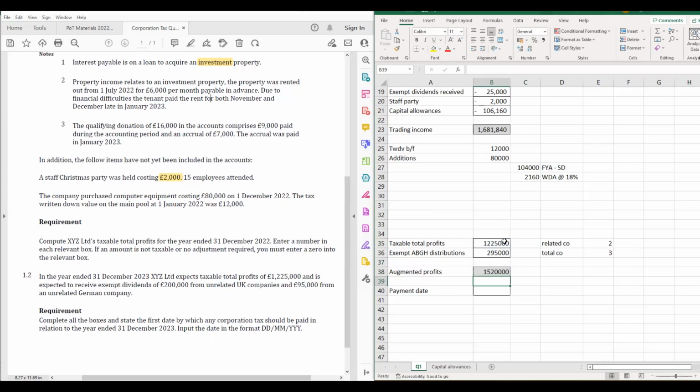Now, what we then need to do is compare that augmented profits to the augmented profits threshold. The first one to consider is the 1.5 million. In terms of how we utilize this number, we then would divide that threshold by 3 because there's 3 related companies in the group. So our revised augmented profit threshold, at which point we're not going to be a small company, would be 500,000.